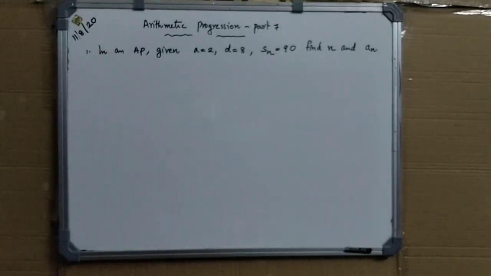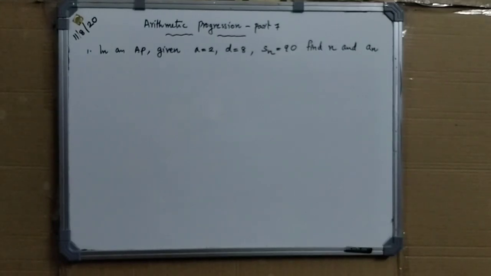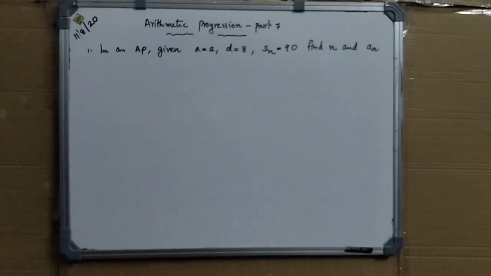What is the formula to find the number of terms? n equal to (an minus a) divided by d plus 1. And we have the sum of n terms of an AP. You have learned two formulas: the first one is Sn equal to n by 2 into (2a plus (n minus 1) into d), or you can use n by 2 into (a plus an). If you know the first term and the last term, it will be easy to use Sn equal to n by 2 into (first term plus last term).